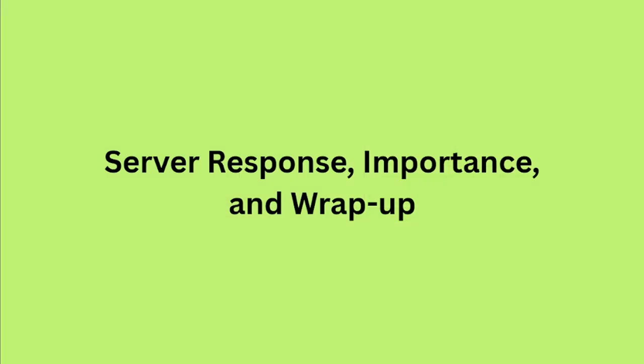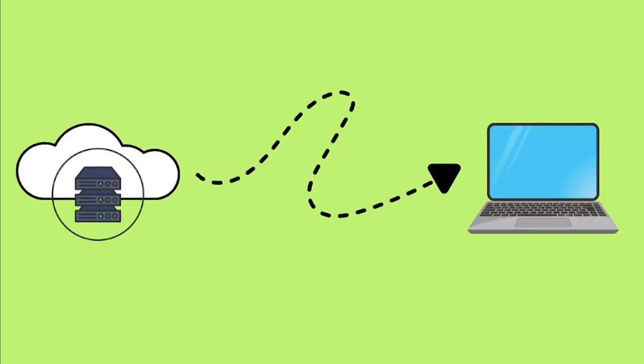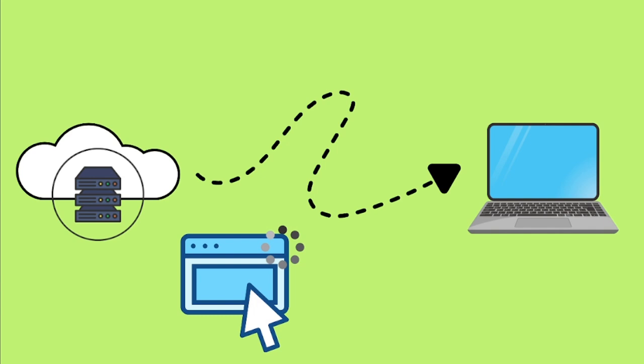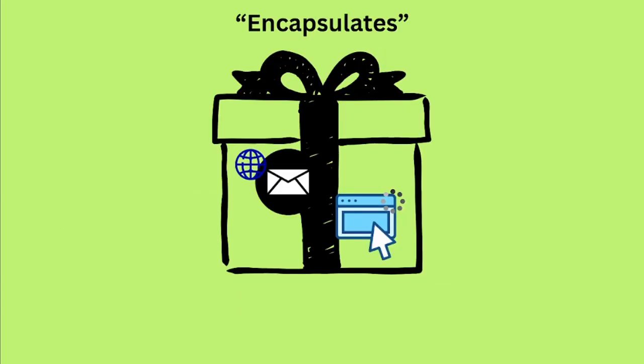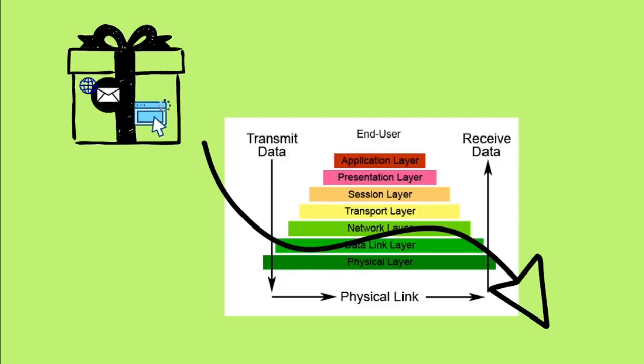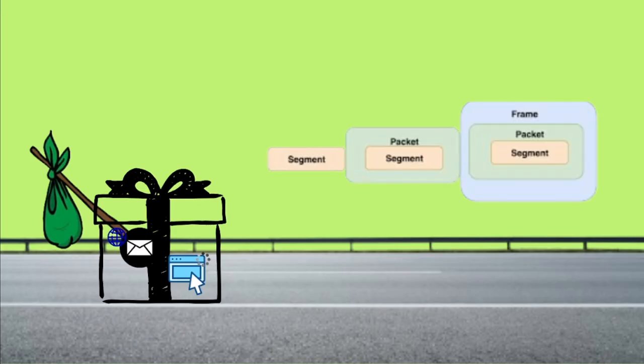Server response and importance and wrap-up. After processing the request, the server prepares a response, such as loading a web page or sending an email reply. The server encapsulates the data again, following the same OSI layers as before. The response travels back across the network as bits, frames, packets, and segments.